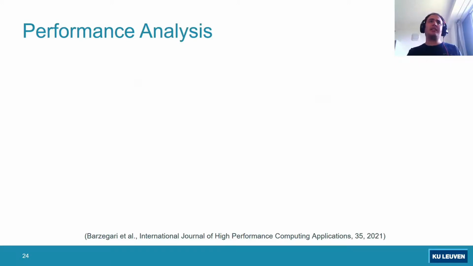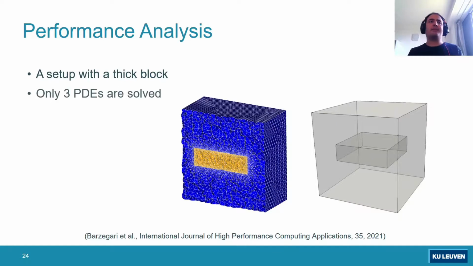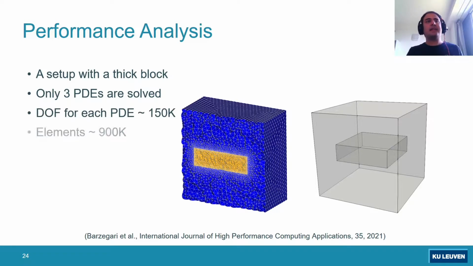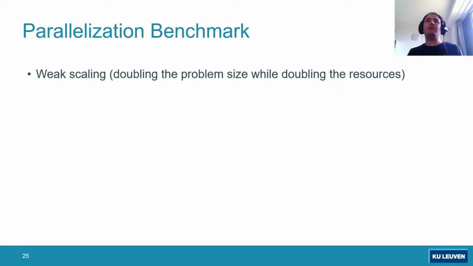So for performance analysis, we did a sort of benchmarking on a simpler and a smaller system. So a setup with a thicker box, in which we solved only 3 PDEs out of 8 or 7, as I said. And then the degrees of freedom for each PDE is around 150,000, and then the number of elements around 1 million, 900,000. And for benchmarking, we use weak scaling, in which you double the problem size while doubling the resources, so the execution time ideally should be the same.